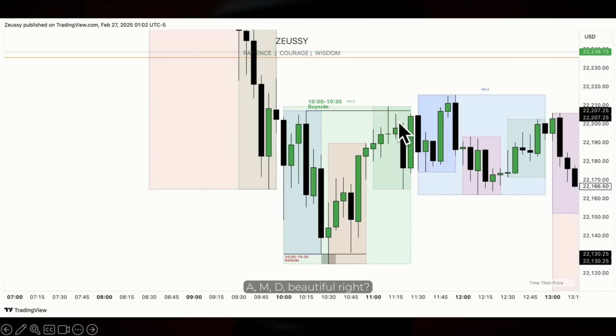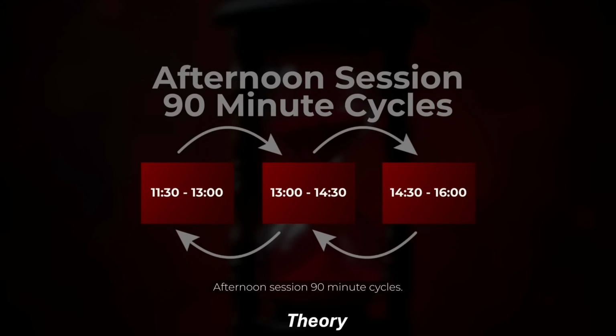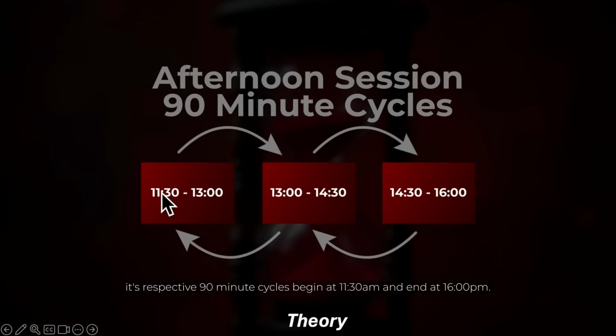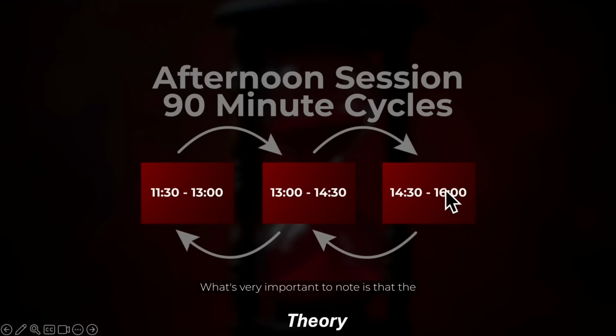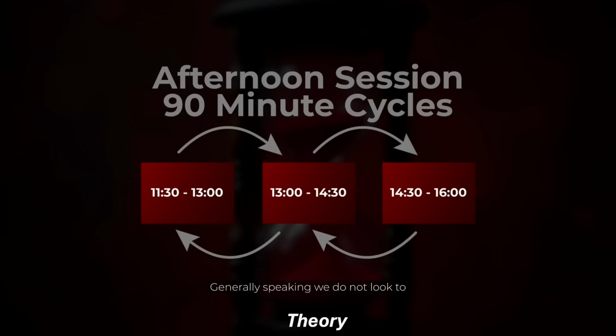Beautiful, right? Let's pay attention to the afternoon session 90-minute cycles. The afternoon session, its respective 90-minute cycles, begin at 11:30 a.m. and end at 4 p.m. What's very important to note is that the 11:30 a.m. to 1 p.m. 90-minute cycle is called the launch cycle. Generally speaking, we do not look to trade this 90-minute cycle.